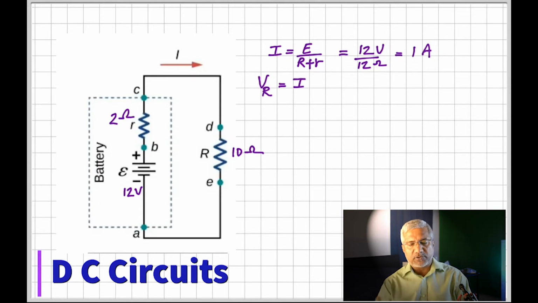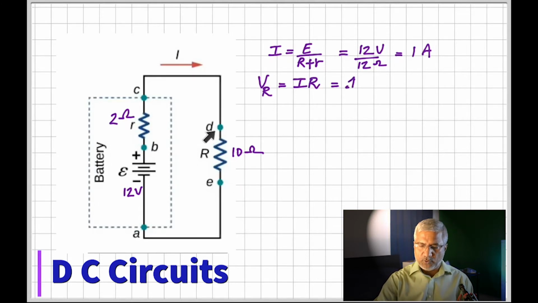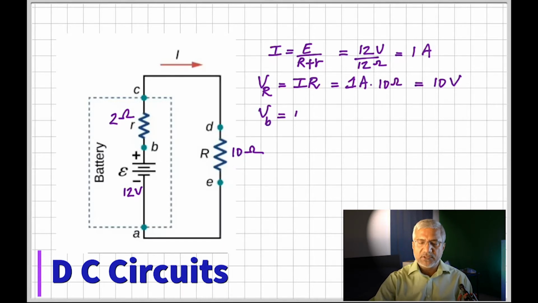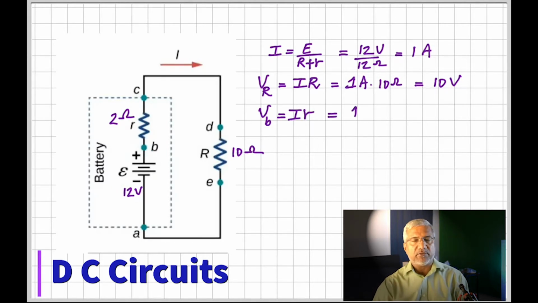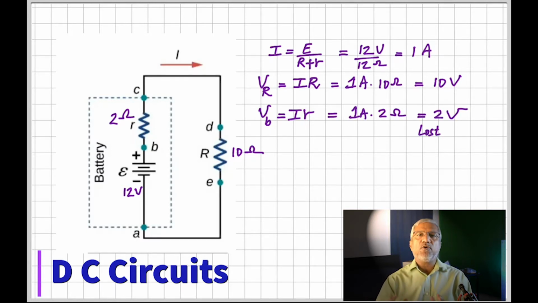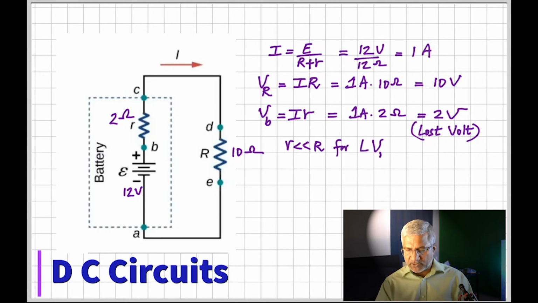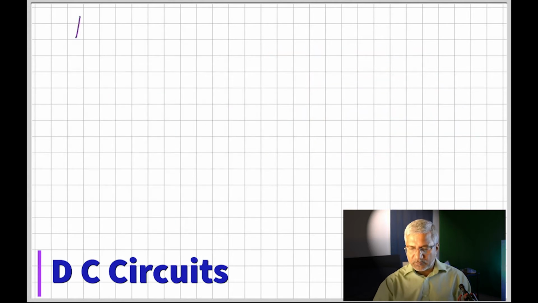And so the voltage drop across this load resistance is I times that resistance, which is 1 times 10. So that's 10 volt. While the voltage drop inside the battery is I times little r, which is 2 volts. So you see that 2 volt is lost. So out of the 12 volts that the battery is able to provide, we are only able to tap 10 volt while 2 volts is lost. Again, remember that to keep the lost volt to a minimum, the internal resistance has to be much smaller than the external load. Okay?